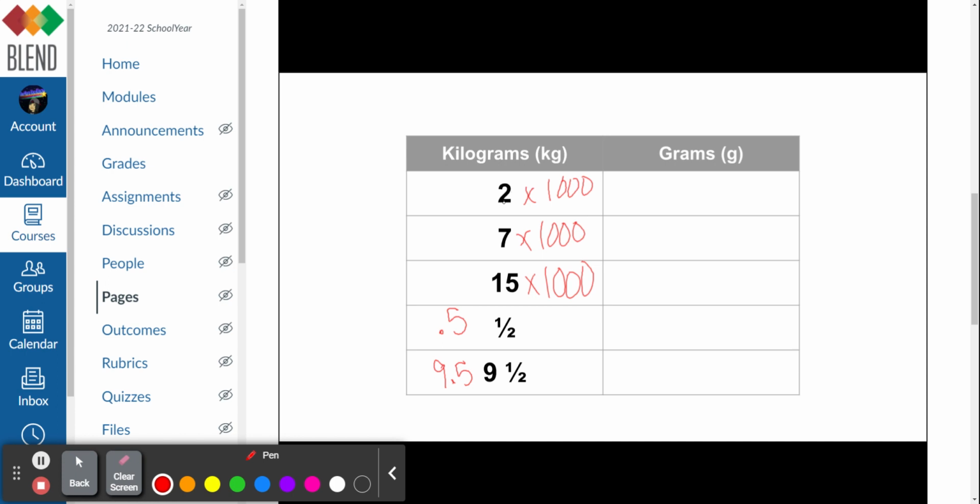All right, so first one I'm going to do is find out how many grams are in 2 kilograms. So 2 times 1 is 2. 1, 2, 3 zeros. So there's 2,000 grams in 2 kilograms. With 7 kilograms, we take 7, multiply it times the 1, and then we have 1, 2, 3 zeros. So there's 7,000 grams in 7 kilograms. With 15 kilograms, I need to read slowly. 15 kilograms, multiply it by 1, you get 15. 3 zeros follow. 1, 2, 3. So there's 15,000 grams.